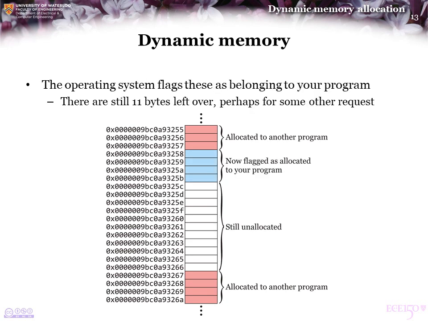unallocated. The operating system will then flag 4 bytes as being given to your program. Those 4 bytes now belong to you, and the operating system isn't going to touch them. There's still 11 bytes left over, at least in this contiguous block of available memory, and the operating system will keep track of it, and it may allocate that to some other request.